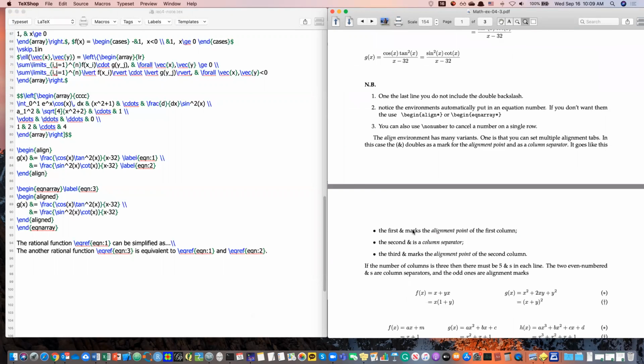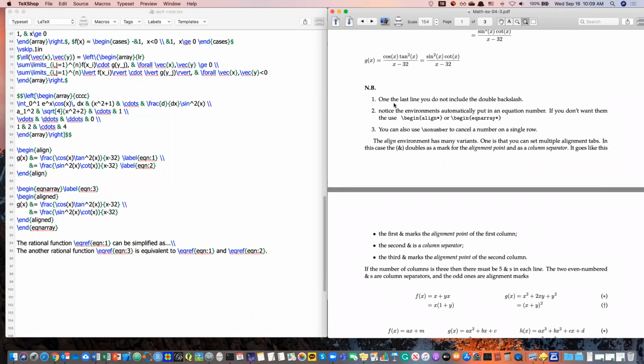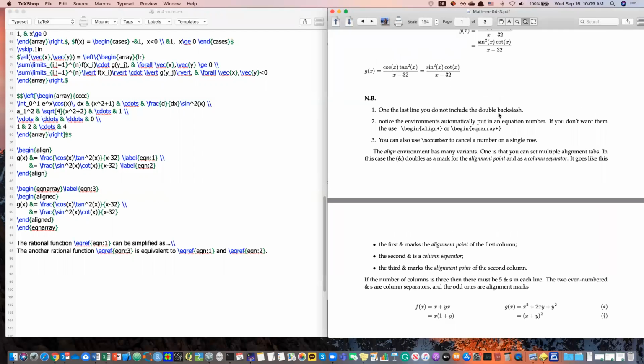Now next one. Let's see another. Here's a note: in the last line, you do not include the double backslash. Keep in mind this. Next one. Notice the environment automatically puts in equation numbers. If you don't want them, then put a star. You can also use \nonumber to cancel the number on a single row.